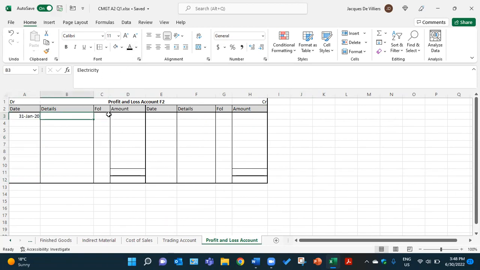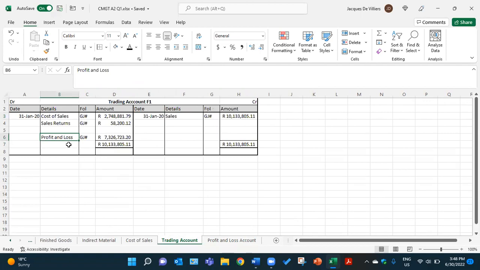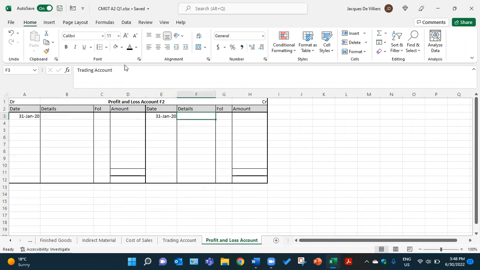During the year. First, let's have a look here at what we had in the trading account. In the trading account, we had the profit and loss as the contra account in the debit side. So in the profit and loss account, we expect the trading account to reflect on our credit side.